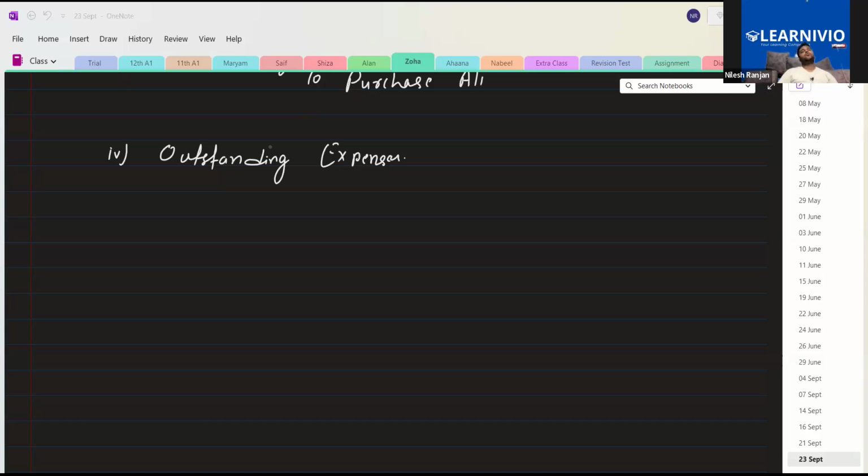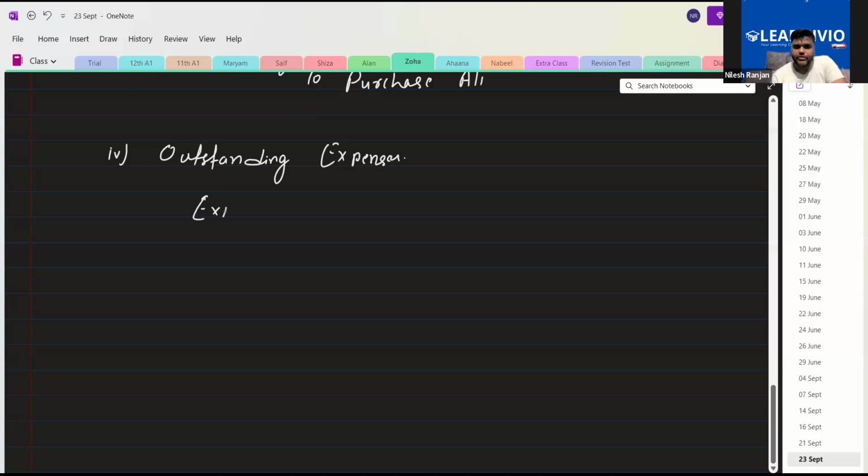So expenses which are due but not paid, which are already incurred but not paid. Now if it is not paid, it means it is a non-cash transaction and we have to record it. So that's why it is also written in the proper journal. So the entry will be expenses account debit to outstanding expenses.